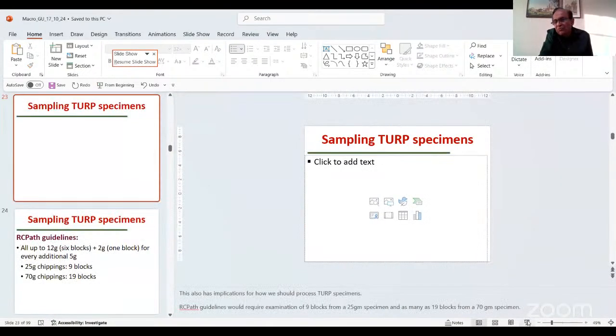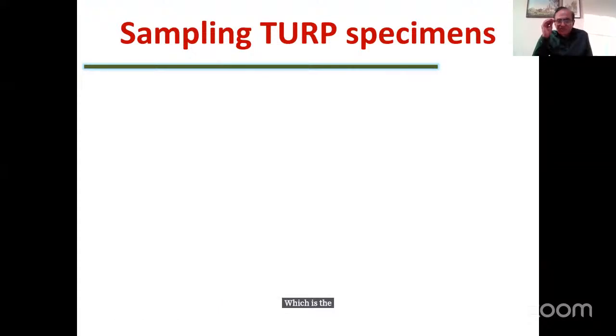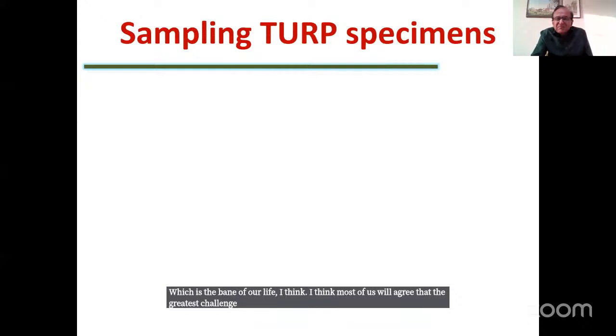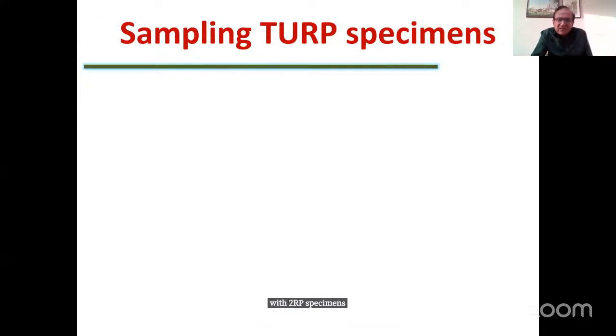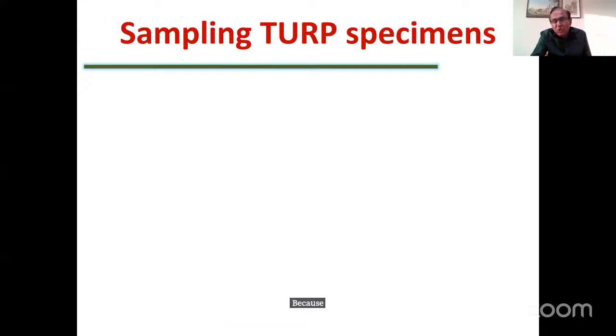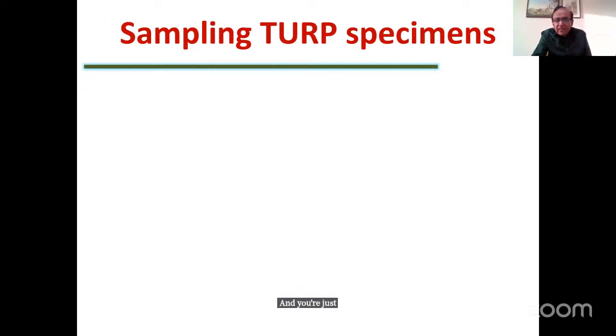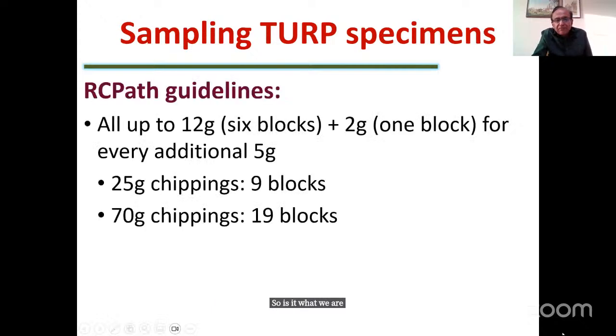Okay, so we are now going to move to TURPs, which is the bane of our life, I think. I think most of us will agree that the greatest challenge with TURP specimens is not finding prostate cancer. At least in my experience, the biggest challenge with TURP specimens is staying awake, right? Because 99.9% of them don't have cancer. There are a lot of slides, you're screening them, and it's hard work staying awake. So is what we are doing really necessary?